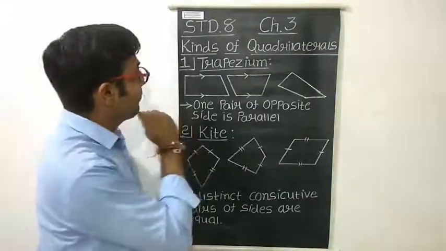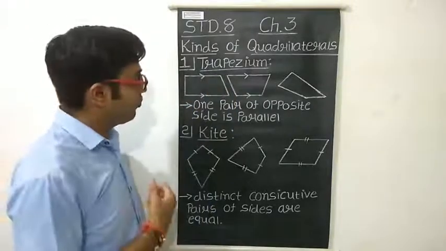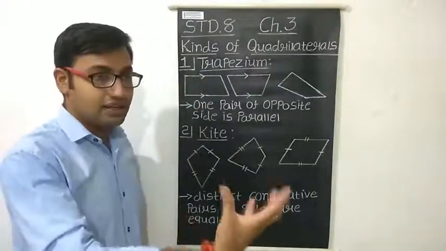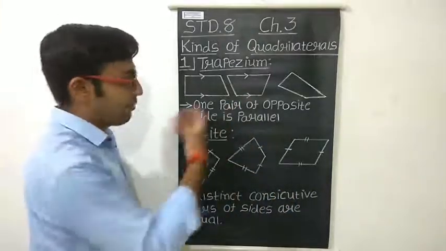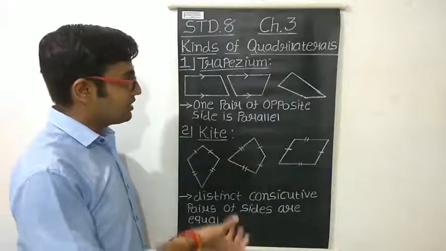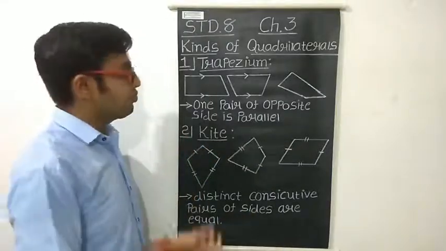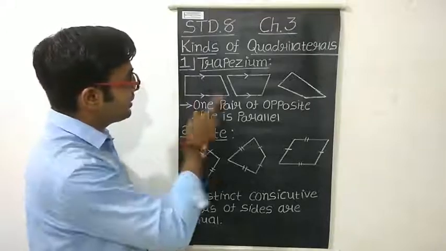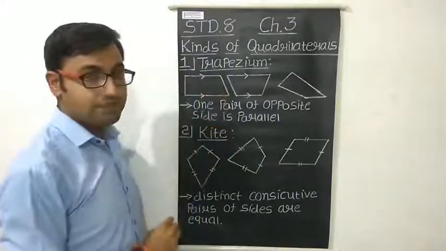So the first type of quadrilateral is a trapezium. So how can we say that? By seeing a polygon, we can say by seeing the 4 sides that it is a quadrilateral. But how to classify it? How can we say that it is a trapezium? Notice here, this is a trapezium.